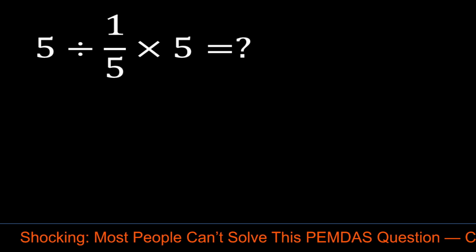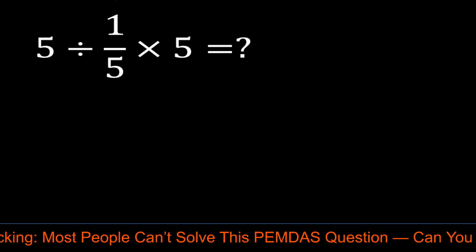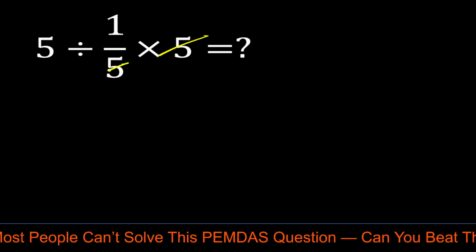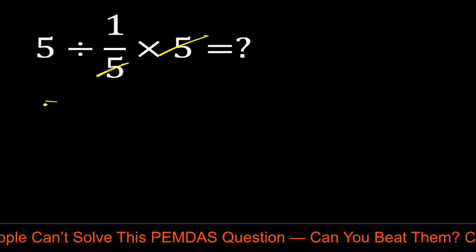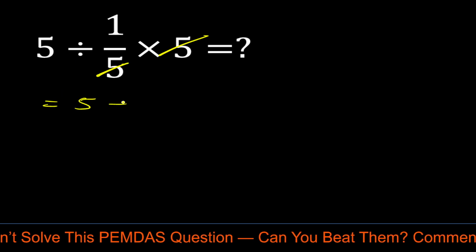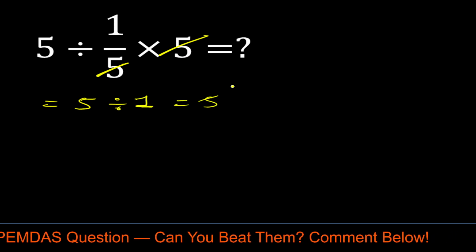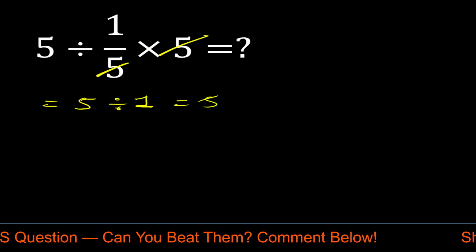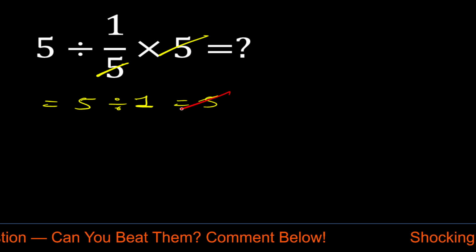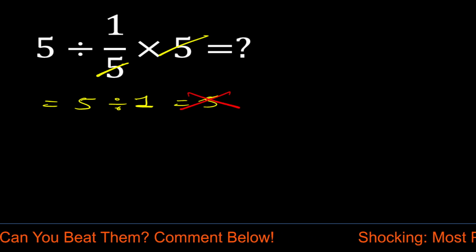So most people solve this question like this: cancel this 5 by 5. So now 5 divided by 1. So 5 divided by 1 is equal to 5, right? But this answer is not correct. This answer is completely wrong.